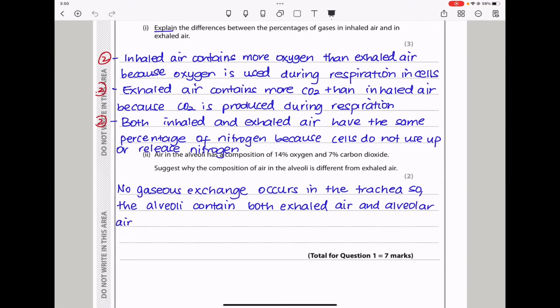Down here they say, air in the alveoli has a composition of 14% oxygen and 7% carbon dioxide. Suggest why the composition of air in the alveoli is different from the exhaled air. Remember, we're talking about the alveoli. They contain exhaled as well as air to be inhaled. So I say no gaseous exchange occurs in the trachea, so the alveoli contain both exhaled and alveolar air, so the composition is going to be different. So this brings us to the end of question 1. Let's continue to question 2.